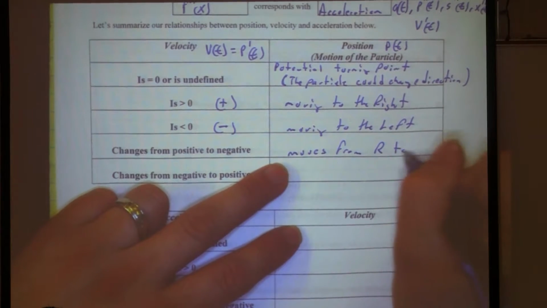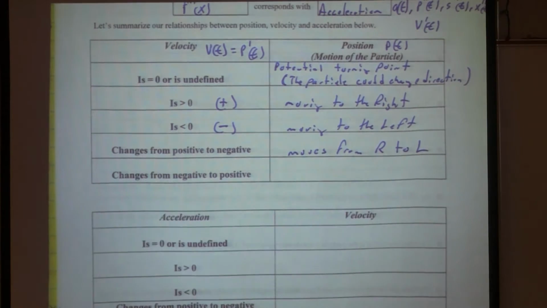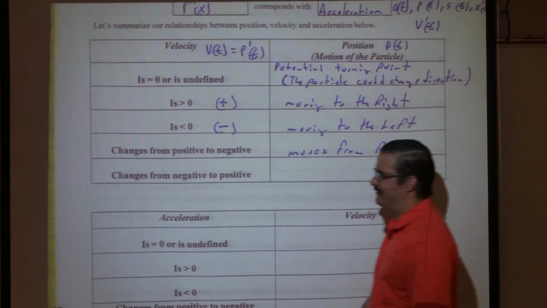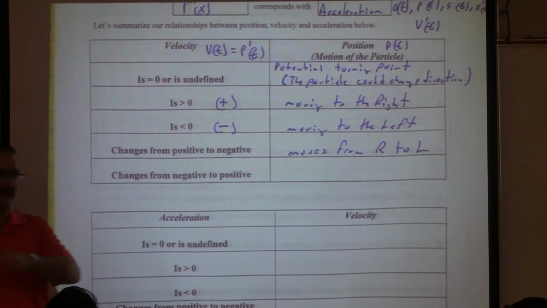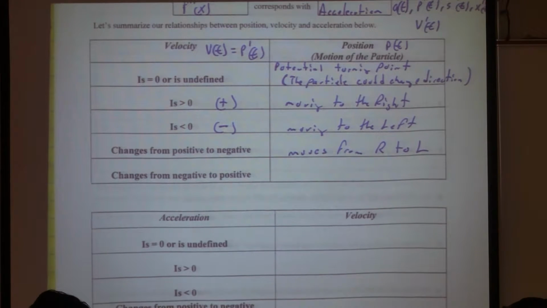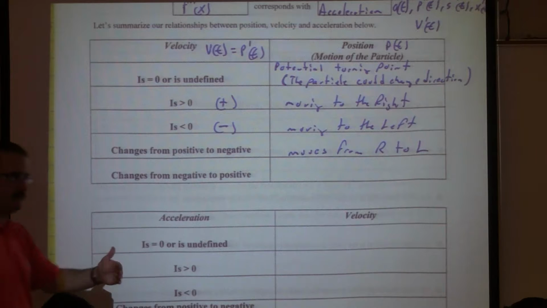The particle moves from right to left. And in order to do that, what does the velocity have to be at that moment where it switches? 0, right? The only way I can go from moving from the right to the left is that my velocity becomes what? 0 at that split moment in time.